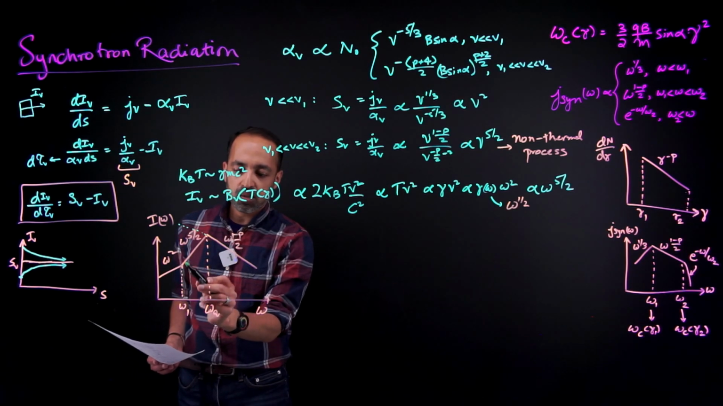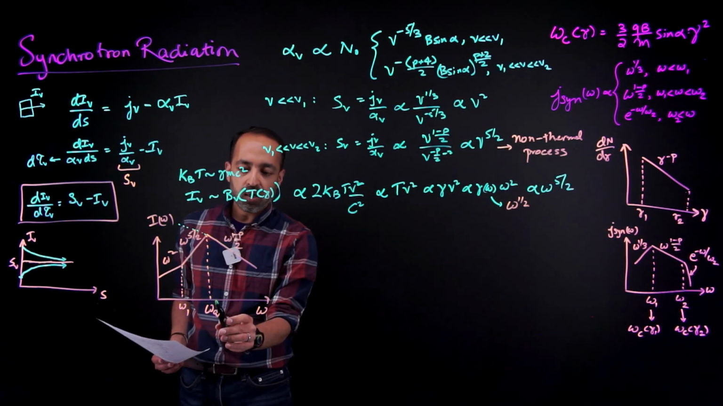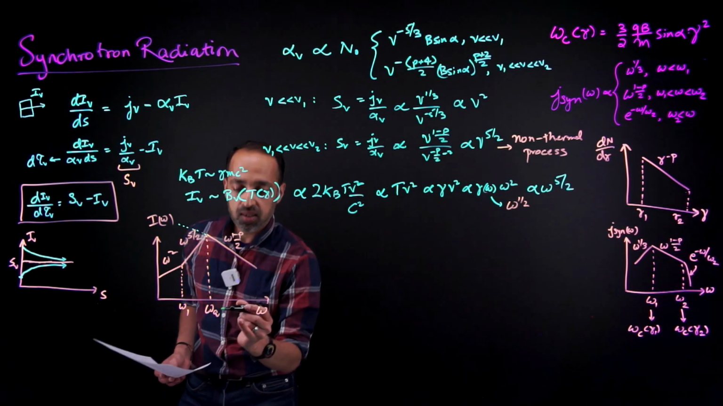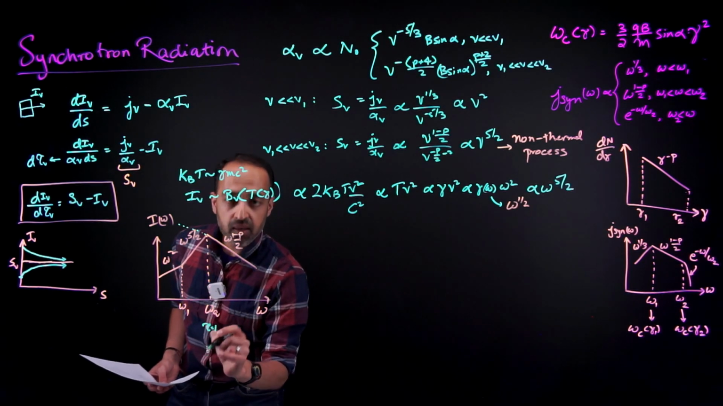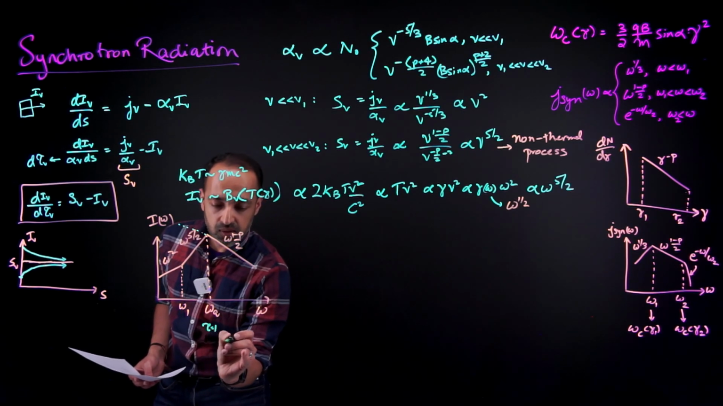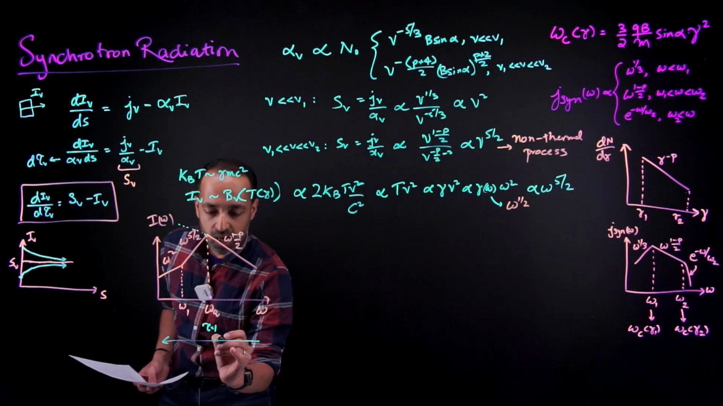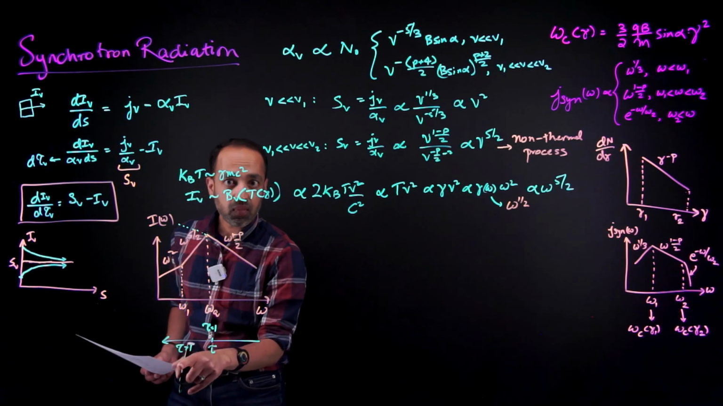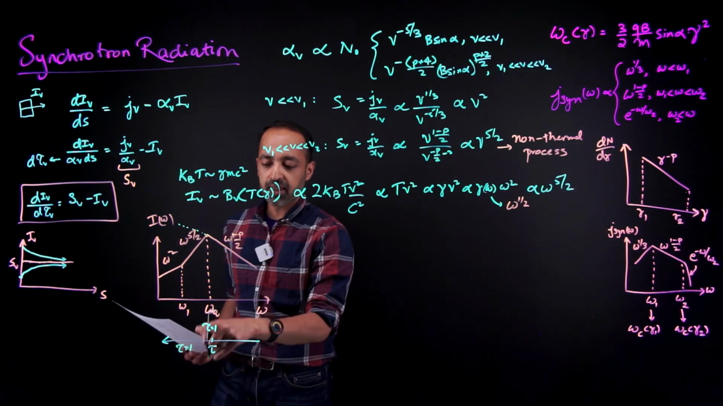But in this region between omega 1 and omega a, what is happening is that at omega a, the system becomes optically thick. So this is the tau equals 1 point. And here, let's draw a tau axis. So here tau equals 1, and here tau is greater than 1. So here the system is opaque, or optically thick.